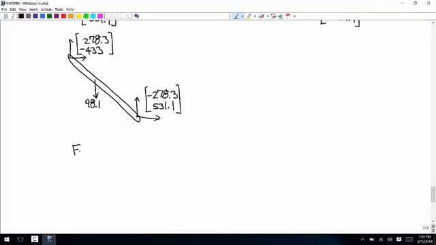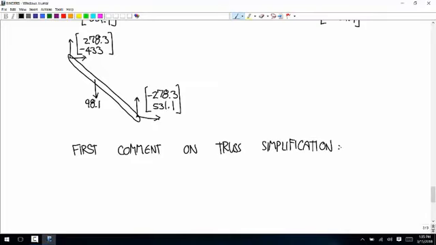Here's like a first comment on the truss simplification. If we ignored the weights, we could use the truss simplification to do this.